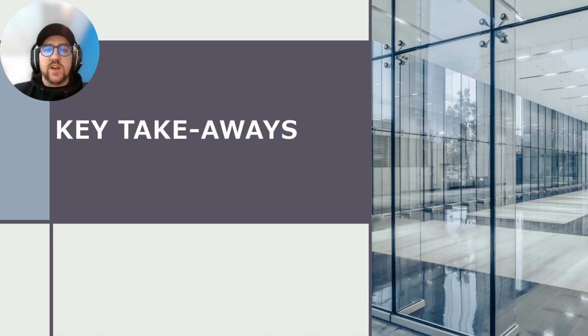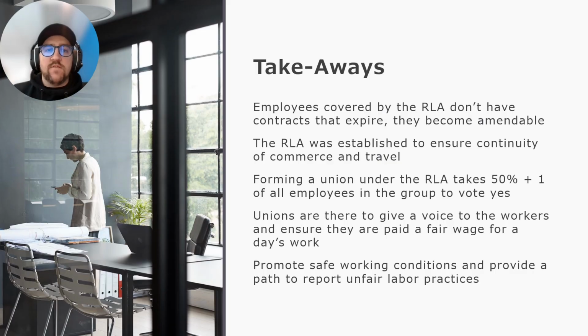All right, so let's talk about our key takeaways. First, contracts under the RLA don't expire. They become amendable. This is the biggest takeaway and usually has the most misunderstanding. Second, the RLA was established to ensure the economy of the U.S. would not come to a halt if and when contracts expire and companies and unions negotiate.